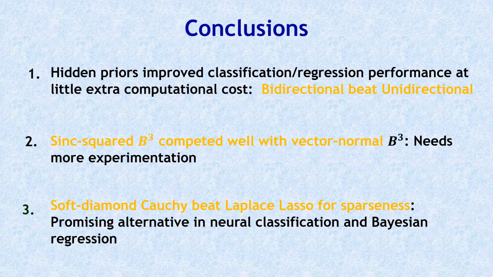So it's a promising alternative for neural classification, again, in general, as well as for Bayesian regression.